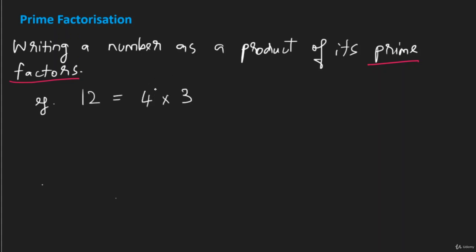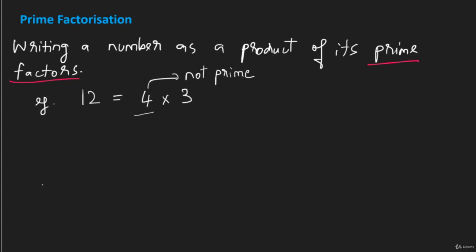But over here you can see that 4 is not a prime number, right? 4 is not a prime number. It has more than 2 factors. The factors of 4 are 1, 2 and 4. You can see that there are 3 factors, right? So writing 12 as 4 into 3 is not prime factorization.